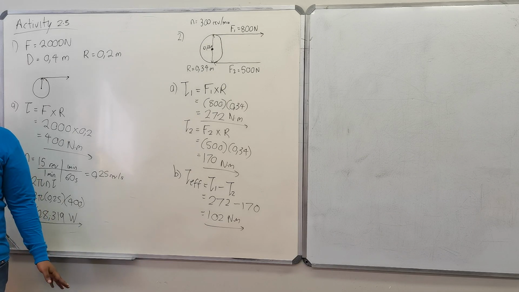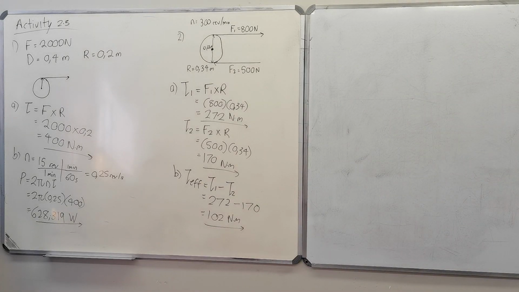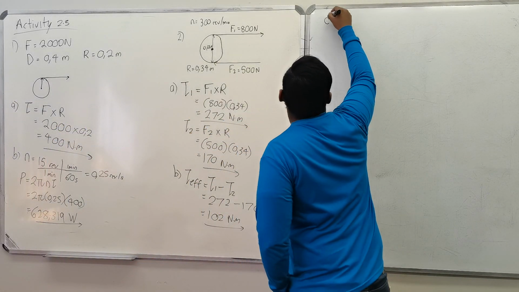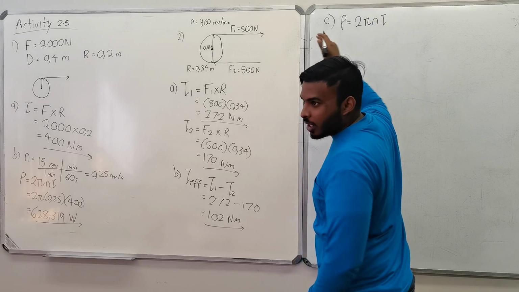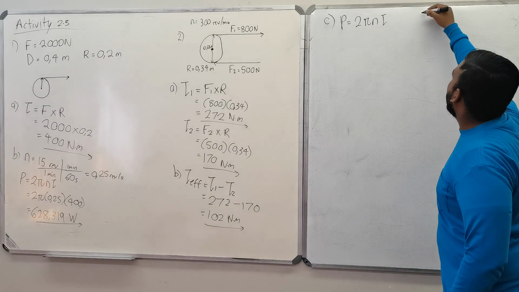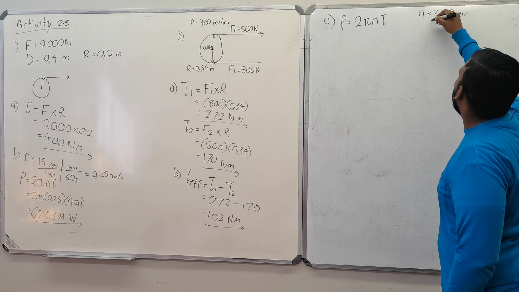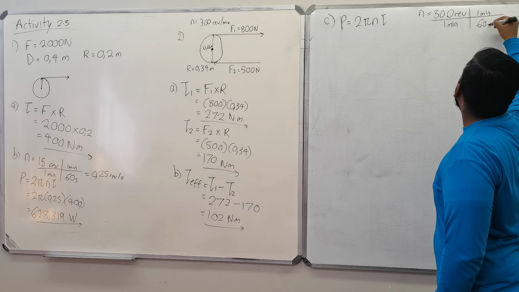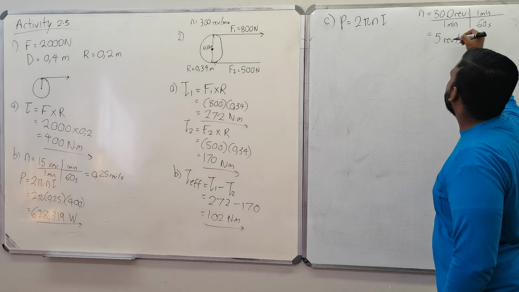Is that fine? Right? Good. Next one. Calculate the power transmitted by the separate forces. So the power formula is equal to 2 pi n torque. We know our n because they gave you n equal to 300 revolutions per minute. So we're going to convert this to revolutions per second. So 1 minute is equal to 60 seconds, which gives 5 revolutions per second.